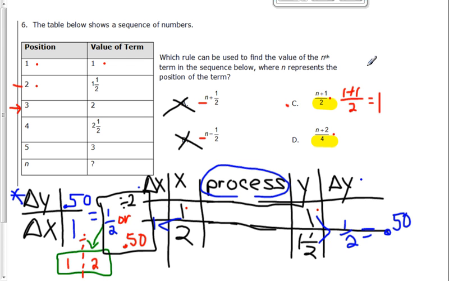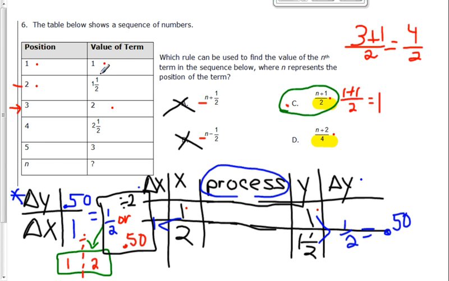So if I plug in 3, 3 plus 1 divided by 2. What is 3 plus 1? 3 plus 1 is 4, and 4 divided by 2 is equal to 2. So I'm totally right. So the correct answer here in this problem would be answer C, because it's the only one divided by 2, which is the same thing as a half.